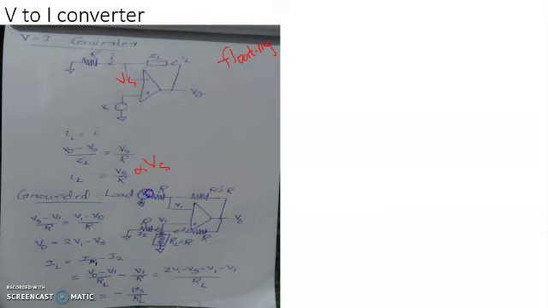VS source voltage is here, and to the non-inverting terminal you have a resistance network R1, R2, RL, R2.